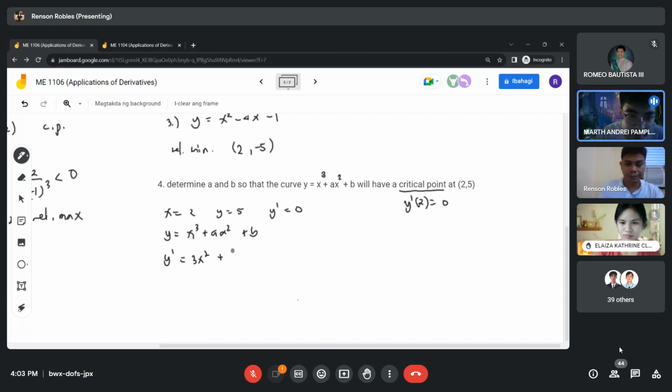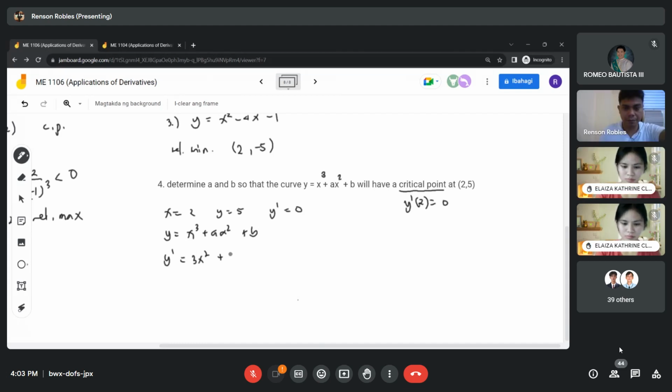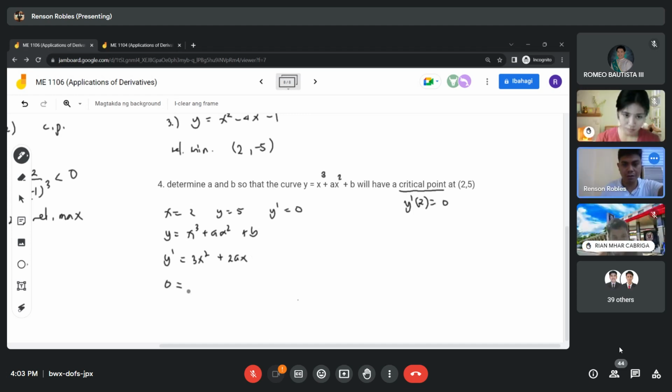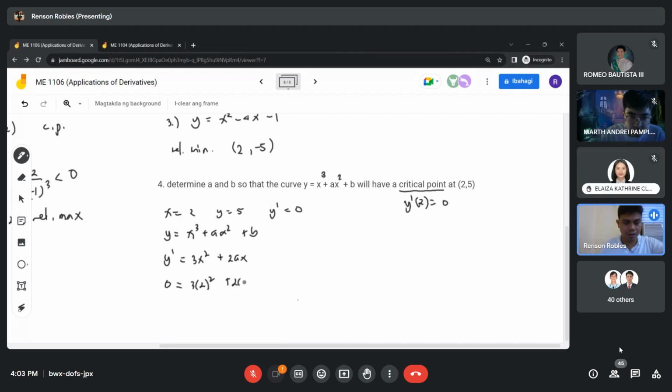Sir, 3x squared plus 2ax. Okay, and then you let this be 0. So when you let this be 0, your x is 2. When x is 2, y prime is 0. So you have 3 times 2 squared plus 2a times 2, and then you have 0 equals 12 plus 4a. Then you mark this equation 1. You can now solve for a. If 0 equals 12 plus 4a, then a is equal to negative 3.